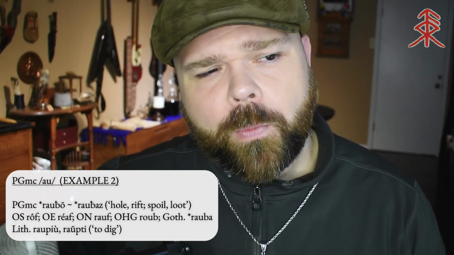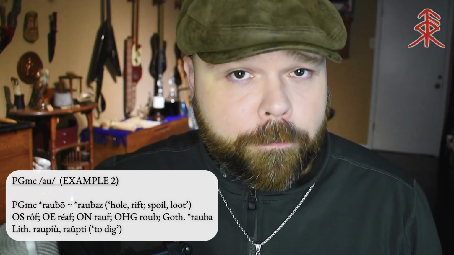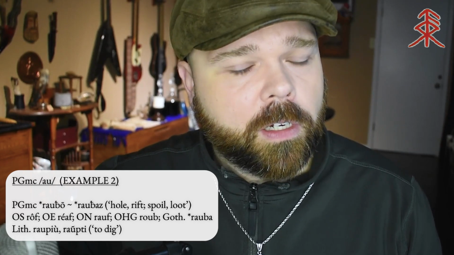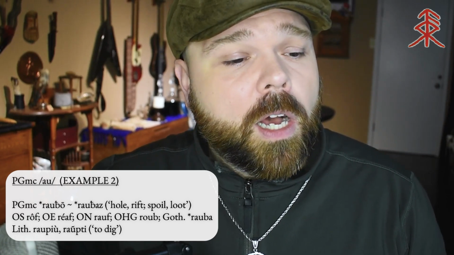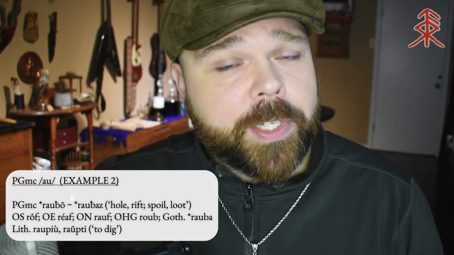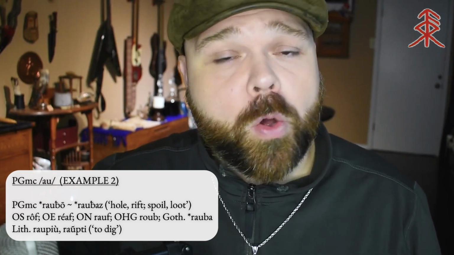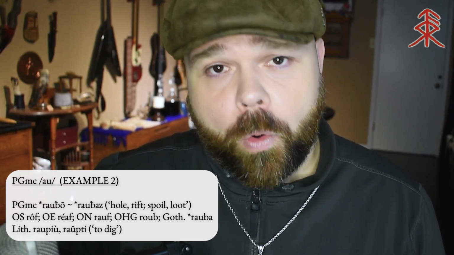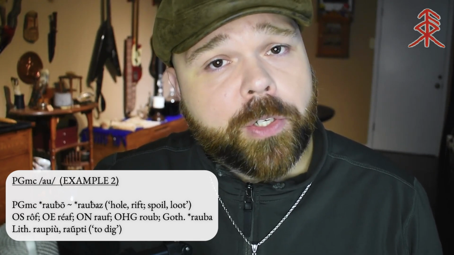Two different reconstructions for this word, but still comes from the same root. So in Old Saxon, we see rolf, right? So you're kind of expecting that, because you just saw that AU systematically shifted to long O in Old Saxon. So that's how we get our new long O in Old Saxon. We see ref in Old English, and again, you see that systematic EA shift from the AU. And then in Old Norse, we see rauf, and then we see Old High German rob.